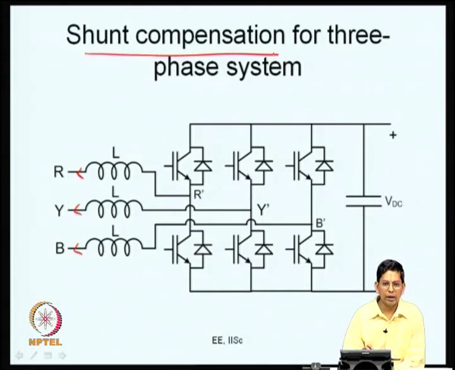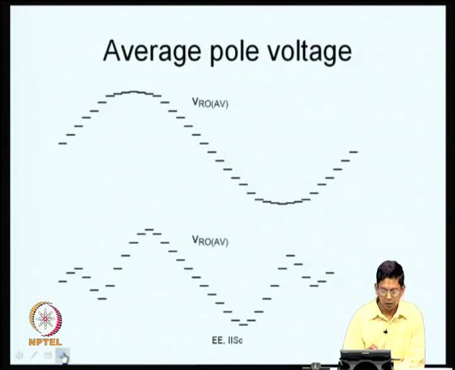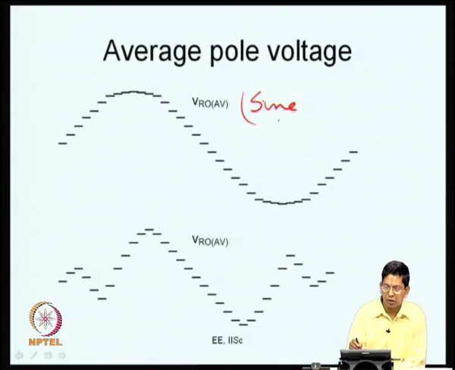You can also look at series compensation, like what we are saying. Before that, let us take a quick look at the kind of average pole voltages that we will have. See, this was the average pole voltage. You can see that this is a sine wave.